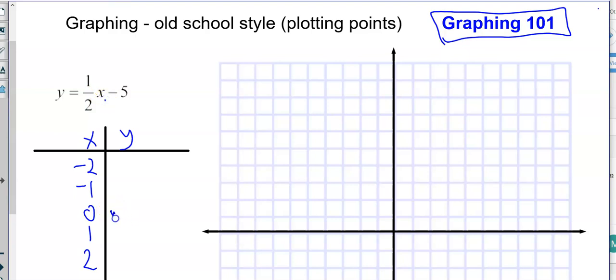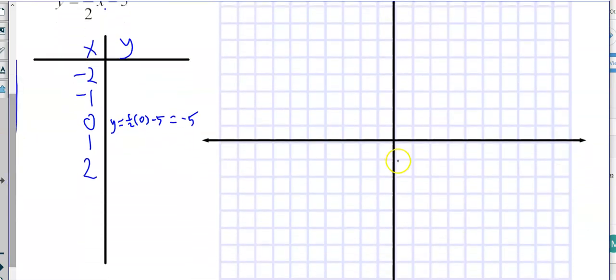So this would be y equals 1/2 times 0 minus 5. That would be 0 minus 5, or -5. So 0 and -5 is a point on this graph. That's actually the y-intercept. 1, 2, 3, 4, 5.